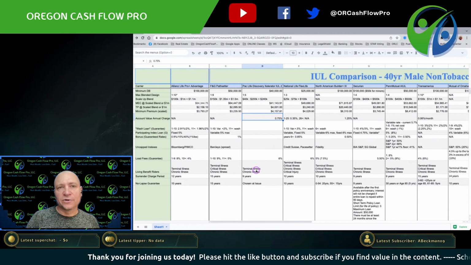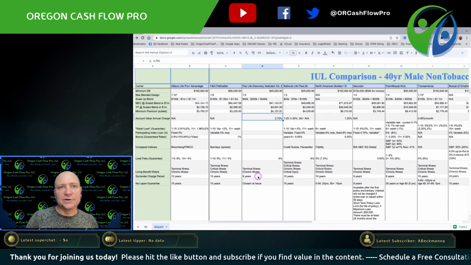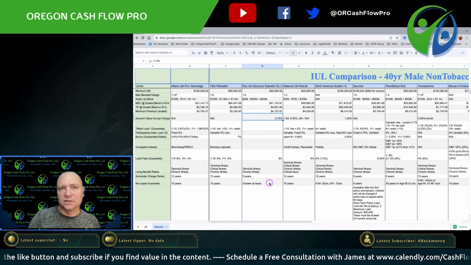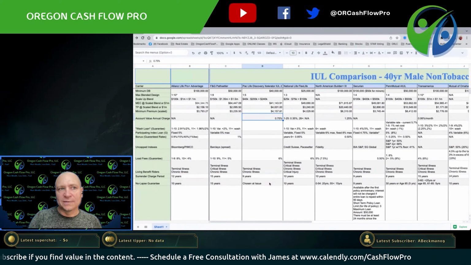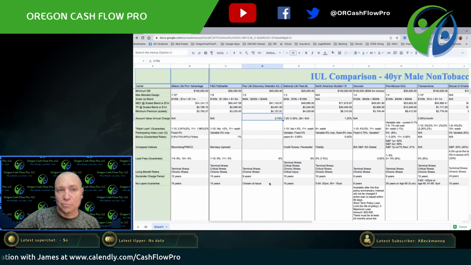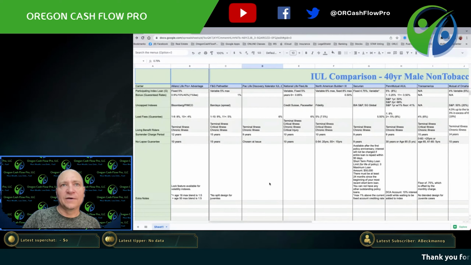They've got terminal illness and chronic illness. They have a 9-year surrender charge, and you have a no lapse guarantee that you can choose at issue how long you want that no lapse guarantee to be. Generally, the longer you make that no lapse guarantee, the higher the cost. So they could charge you more if you choose something that's more than whatever the minimum is. Okay. And we don't have any other notes on that.